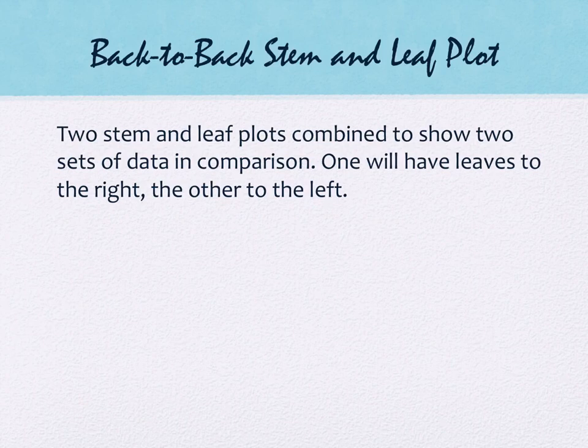As promised, this is an extension of stem and leaf plots, and they're called back-to-back stem and leaf plots. Two stem and leaf plots combined to show the sets of data in comparison. One will have its leaves to the right, just like we just did, and the other leaves are going to go over to the left. So in between is going to be our stems, okay?